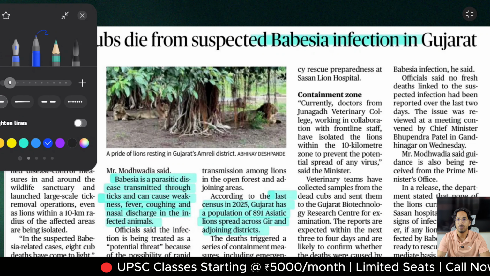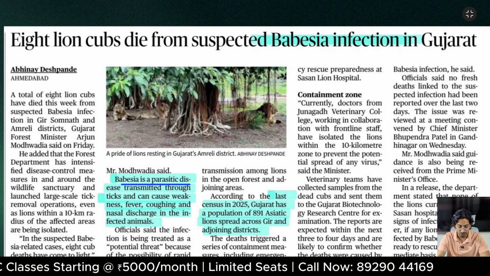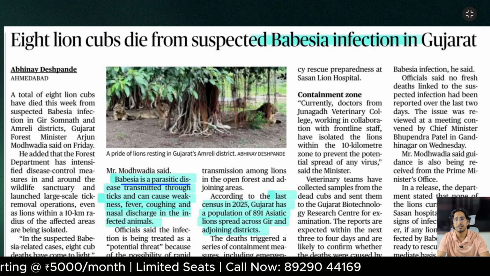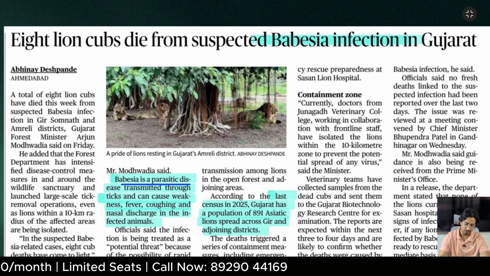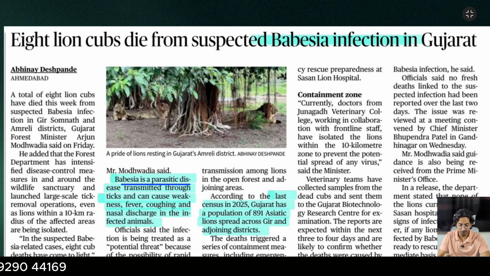Before also we have seen questions which were asked on Asiatic lion. Just go through those previous year question papers and you'll understand what type of questions have been asked. But for us, this is the most important thing. It's a parasitic disease transmitted through tick and can cause weakness, fever, coughing, and nasal discharge in the infected animals.